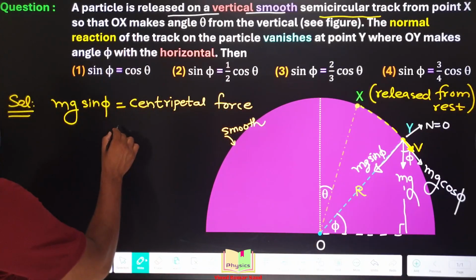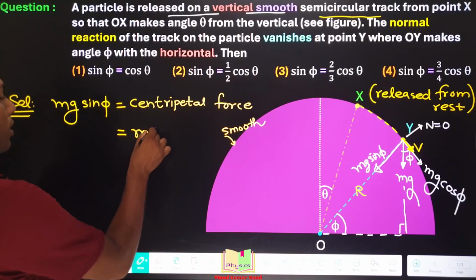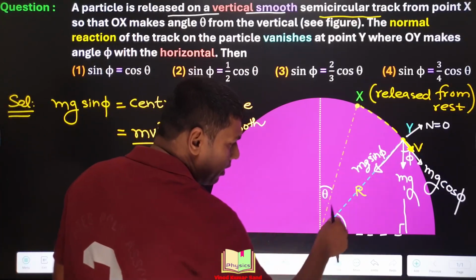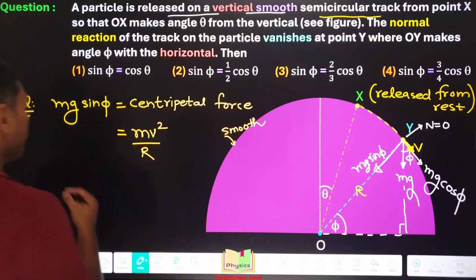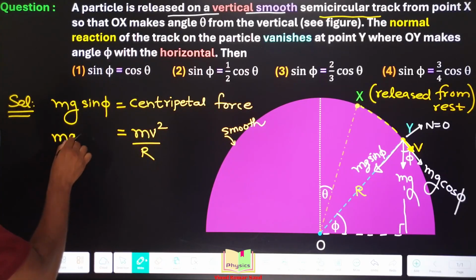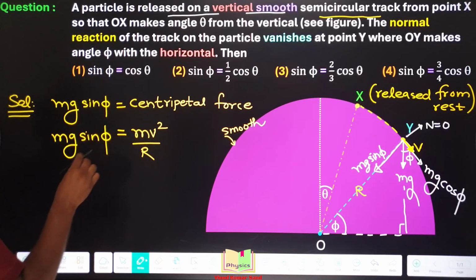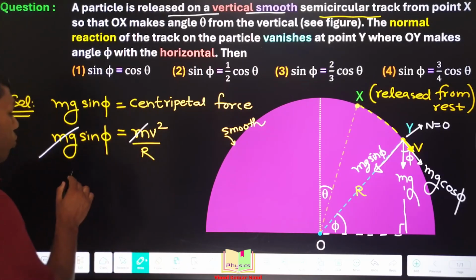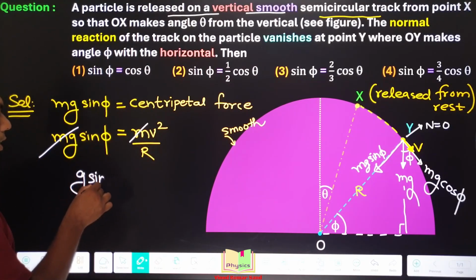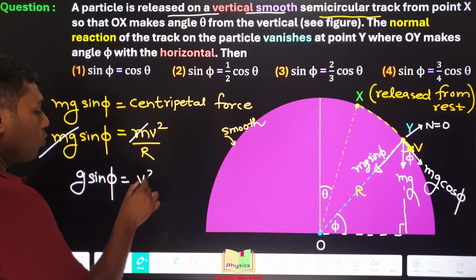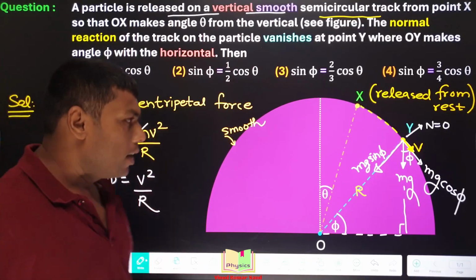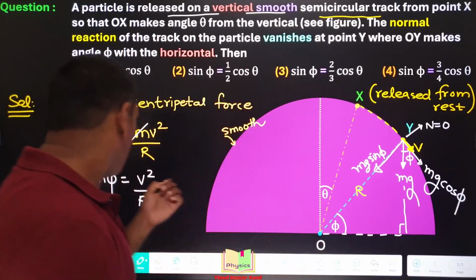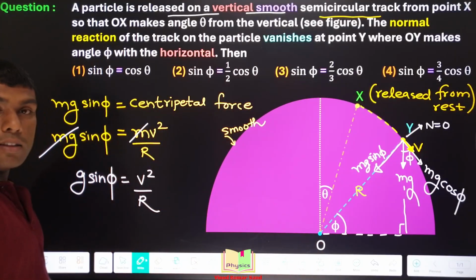Now the formula for centripetal force we already know, it is mv square by r. We consider the speed here to be v and the radius is capital R. Here on the left hand side we have mg sin phi. We can cancel out that m. So we are left with g sin phi is equal to v square by r. Now we need to obtain the v square for calculating further.